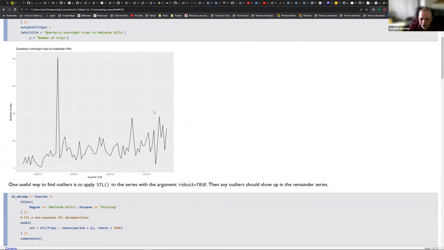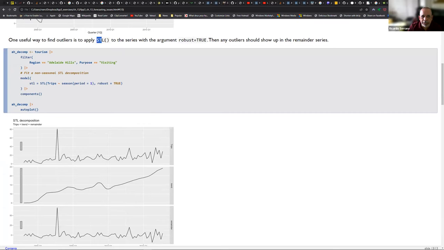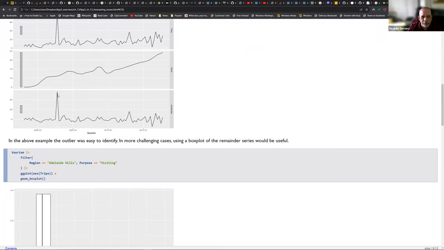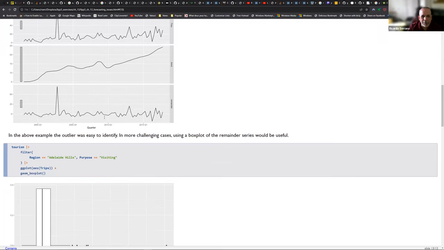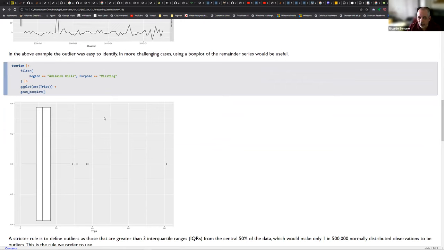So one way that the authors say that we can use to find outliers if they're not that explicit is to use the STL, our famous STL decomposition, with the argument robust equal true. Any outliers should show up in the remainder series. So when we apply this to the series, we'll see that in the remainder, boop, there goes the outlier, okay? And also doing the traditional box plot with the values of the time series, we can see that the extreme value on that point also shows up, okay?